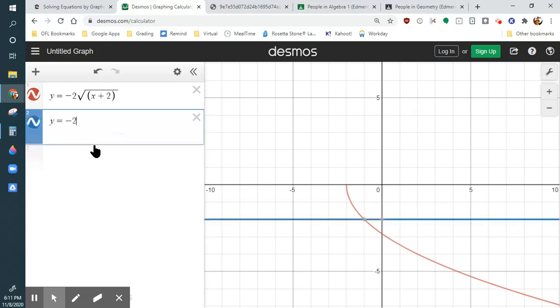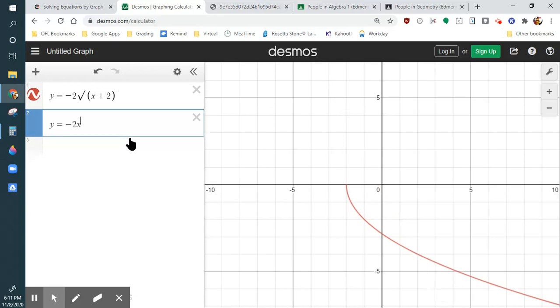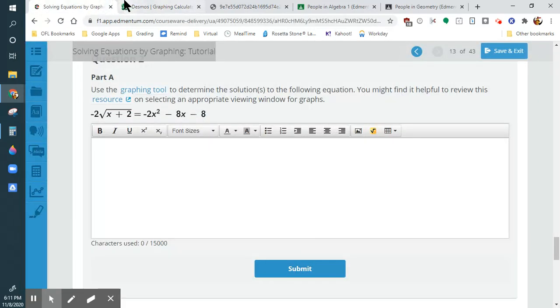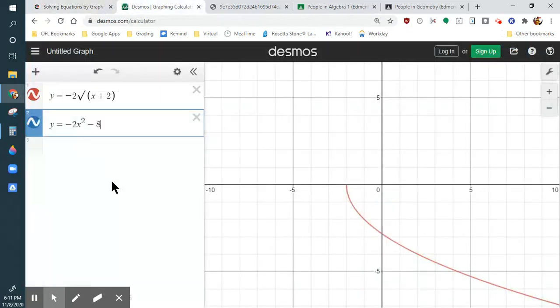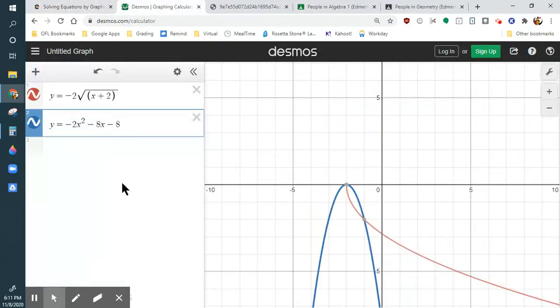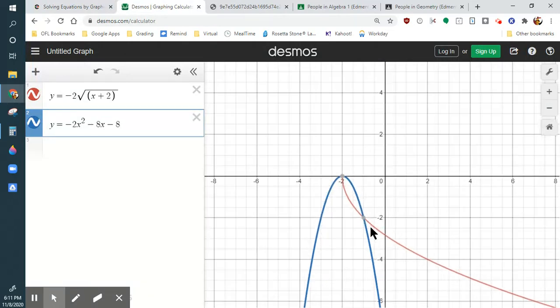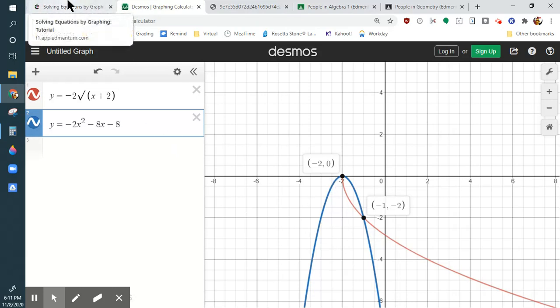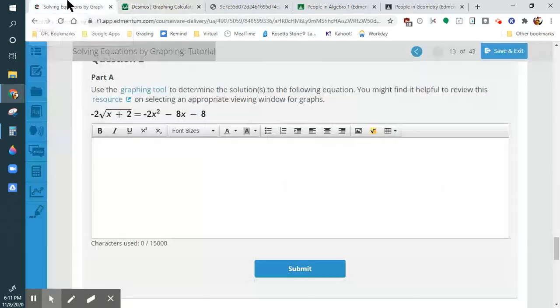Y equals -2 x squared minus 8x minus 8. Okay, so here we have the solution, these two solutions right here. And this is what I really like about Desmos also. You can just click on the solutions. It makes it so much easier. So if you're using technology, Desmos is a far superior tool to what Edmentum is offering.